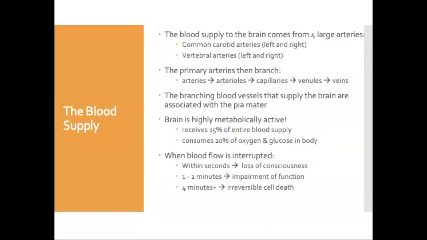Speaking of blood, let's take a minute now and talk about the blood supply to the brain. It actually comes from 4 large arteries. There are left and right common carotid arteries that feed the brain. And then there are left and right vertebral arteries that feed the brain. Remember, arteries are carrying oxygenated blood. So those 4 arteries are carrying oxygenated blood toward the brain.